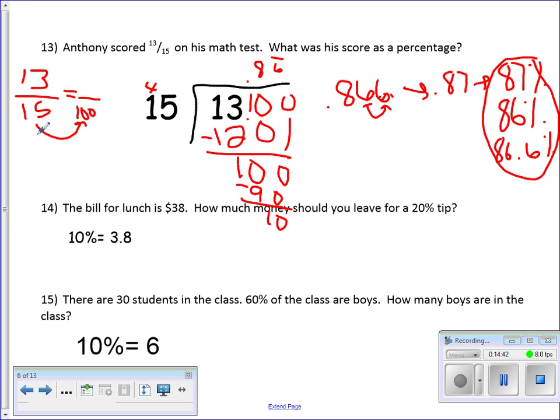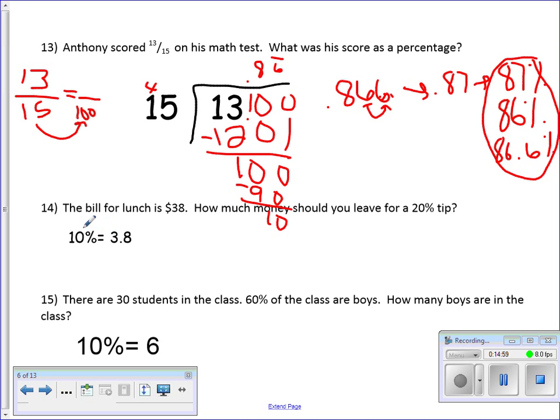So strategy-wise, if we can't find a direct relationship between 15 and 100, then we need to divide through. Let's take a look at 14. The bill for lunch is $38. How much money should you leave for a 20% tip?